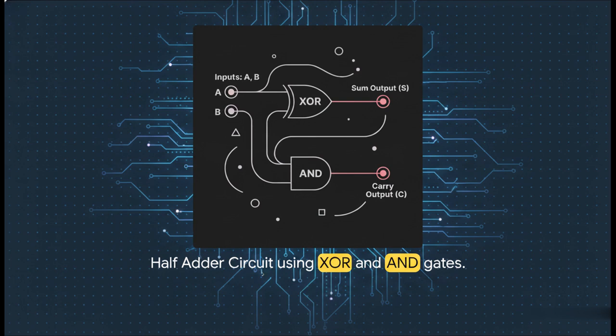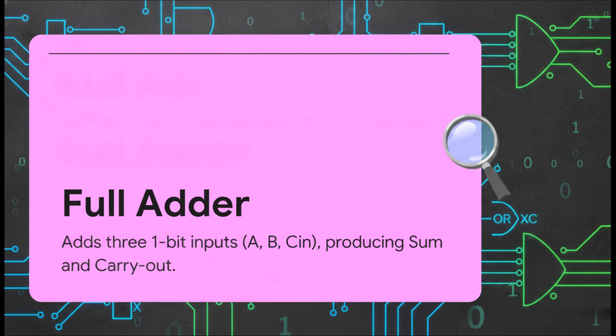To physically wire that logic up, we take our inputs, A and B, and route them through an XOR gate, which gives us our sum output. At the exact same time, we route those same inputs through an AND gate to calculate our carry output. It's a brilliantly elegant setup, but like we just said, there's no third input line to accept a carry from a previous step. And that's where the full adder comes in.